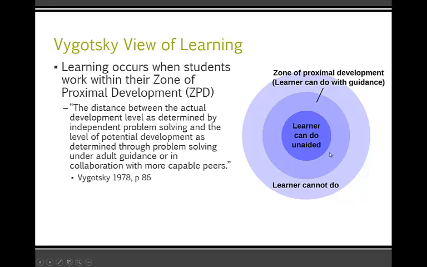So when the learner can do it unaided, we're not going to be learning, because we already know those things. That's like asking a college student to do simple addition. We're not learning anything, because I can do that all by myself. There are going to be the things out here that I can't do no matter how much you help me. I'm not going to be taking it in.